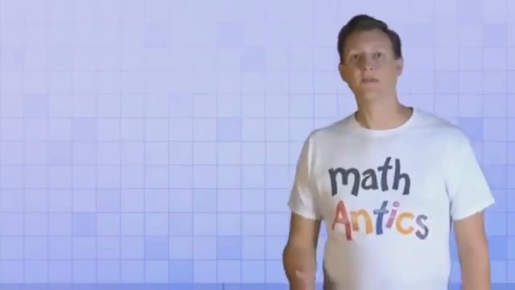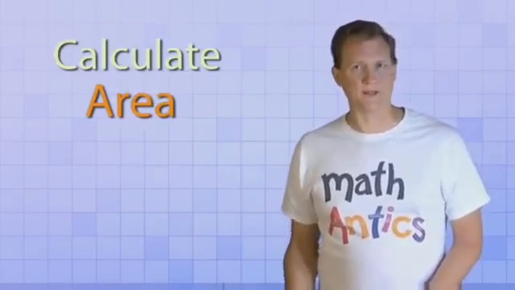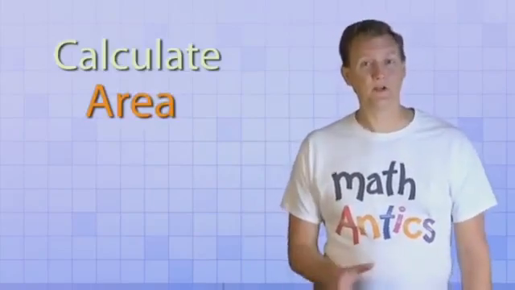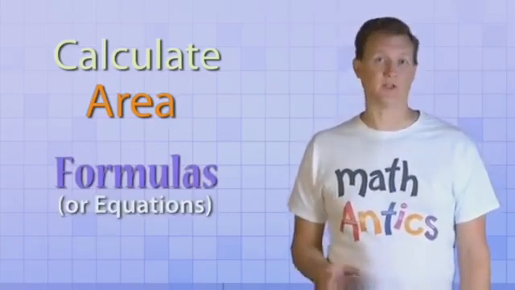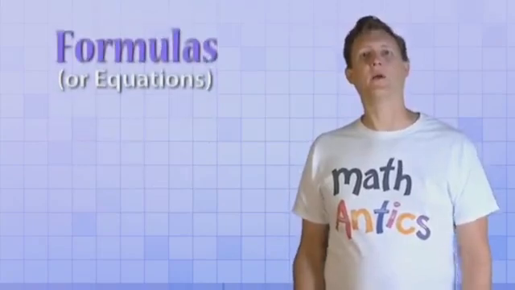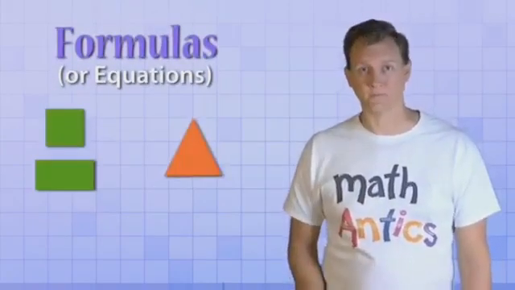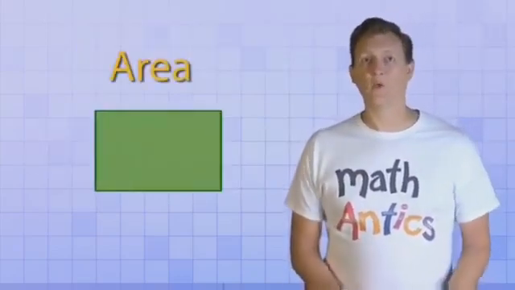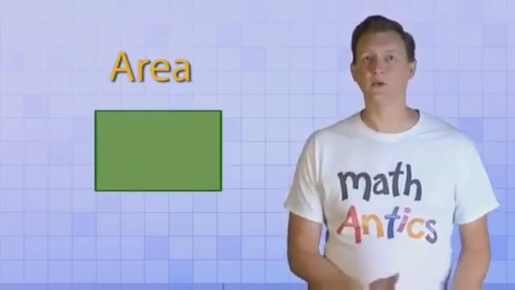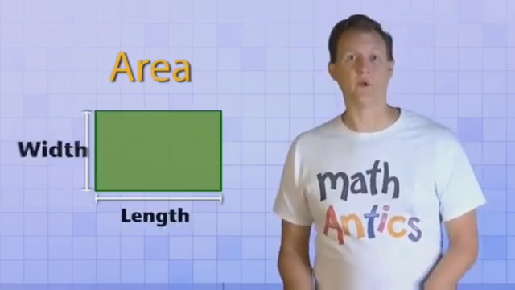All right, so that gives you a good idea of what area is, but how do we calculate area mathematically? Well, there's some special math formulas or equations that we can use to find the area of different shapes. In this video, we're going to learn the formula for squares and rectangles and the formula for triangles. To find the area of any square or rectangle, all we have to do is multiply its two side dimensions together. They're usually called the length and the width.